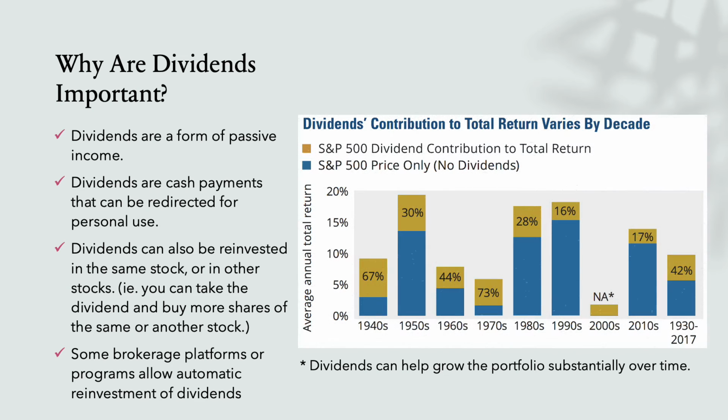Now, I want to show a chart here because it just goes to show that dividends can help grow the portfolio substantially over time. And we can see here from 1930 to 2017, the S&P 500 had an annual return of around 10%, maybe a little bit over. And 42% of the S&P 500's annual return was from dividends.